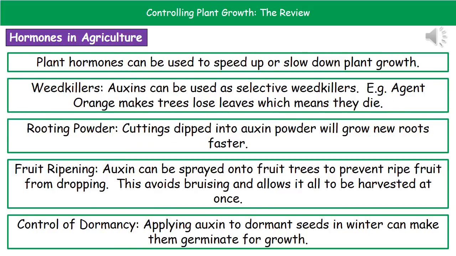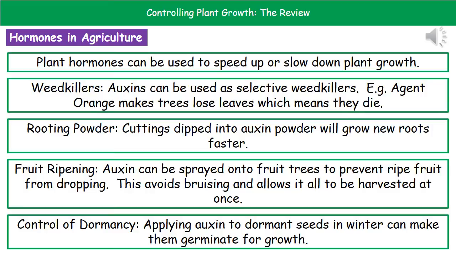We can actually use these plant hormones then in agriculture. So what we can actually do is decide whether we want things to speed up or slow down with regards to the plant growth. So I've got a few different examples here for you of how we can do this.